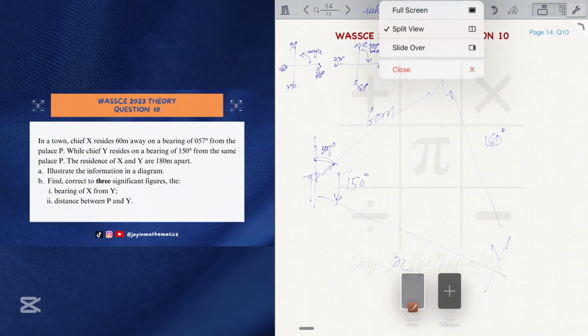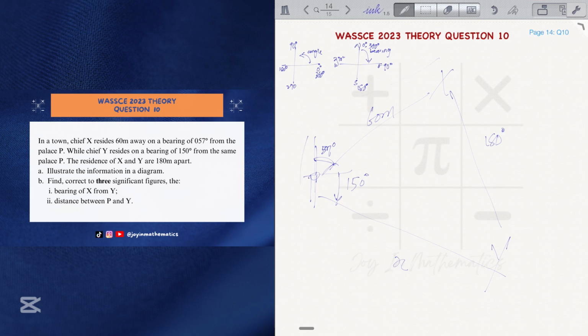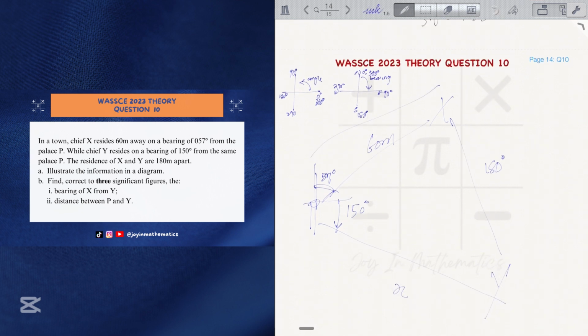So we are going to apply the sketch. Let's use the sketch now, and it will be a guide for us.